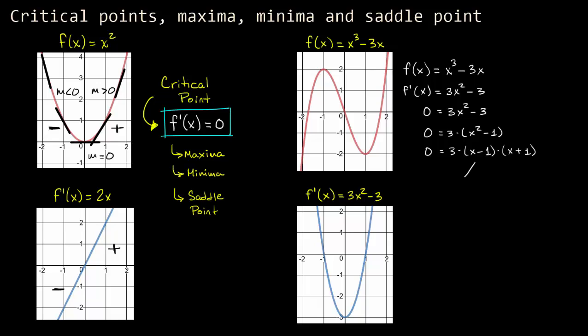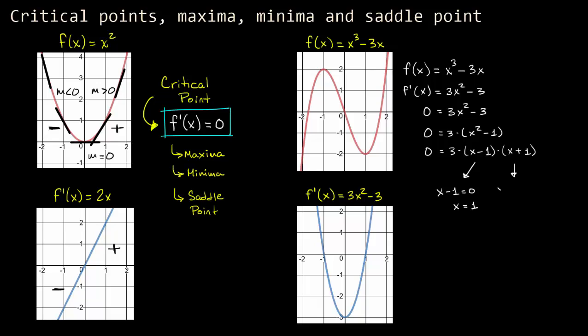But from here we got two possible critical points. We solve for x: x minus 1 equal to 0, of course. I'm going to make it on the left. x minus 1 equal to 0, and this will produce a critical point at x equal to 1.